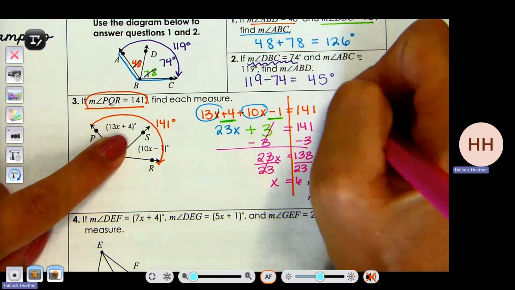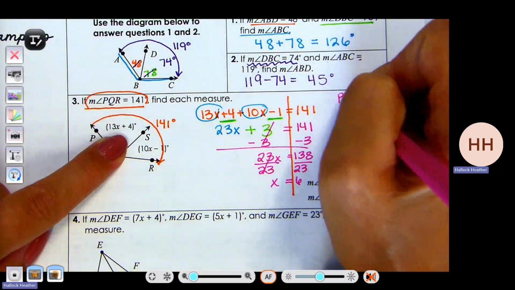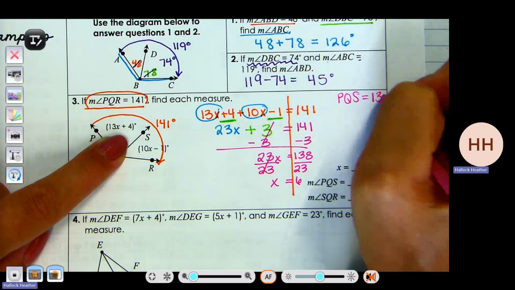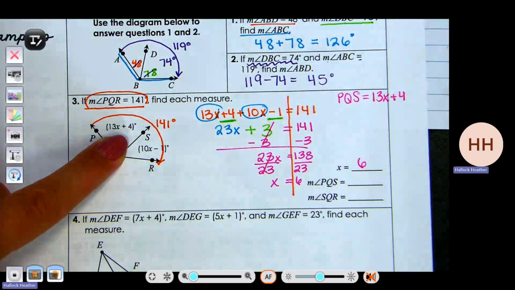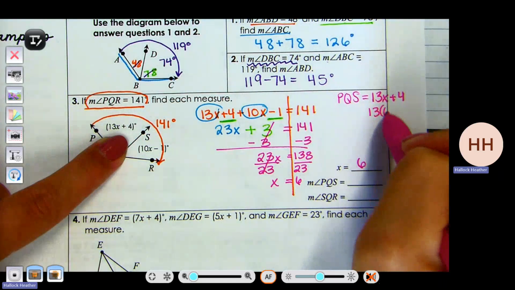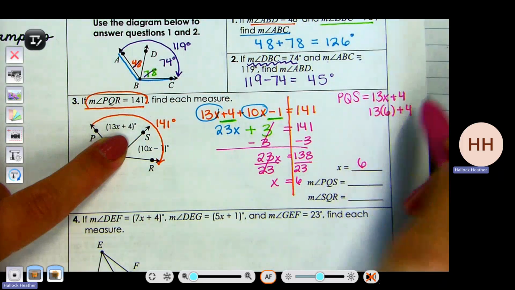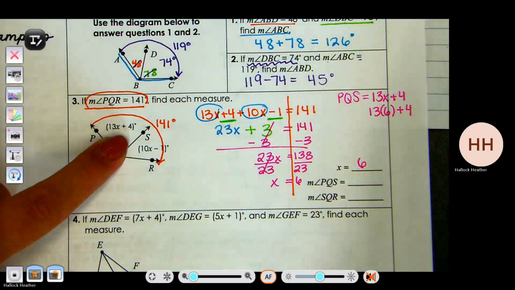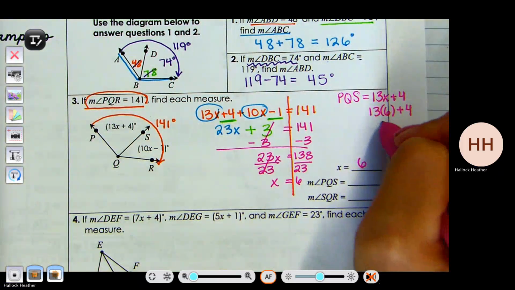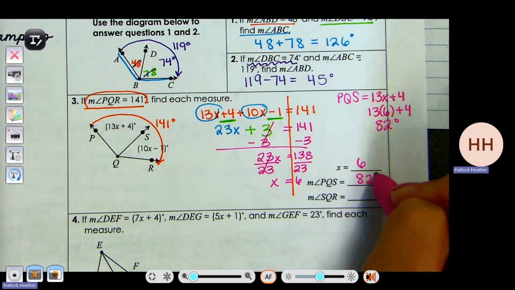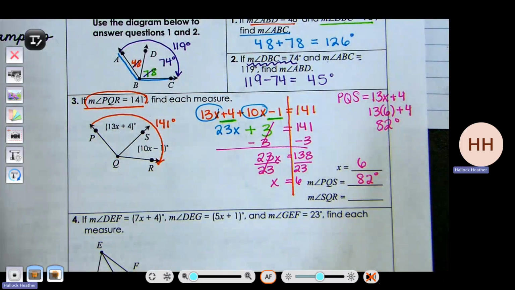I'm going to write it out, but you don't need to when you're doing this. You could literally just plug it into the calculator. PQS is 13x plus 4. I'm substituting my answer back in. So I'm plugging 6 in. So I really have 13 times 6, and I'm adding 4. So in a calculator, if I multiply and I add, what do I get? 82. So PQS is 82. Now, how am I going to find SQR?